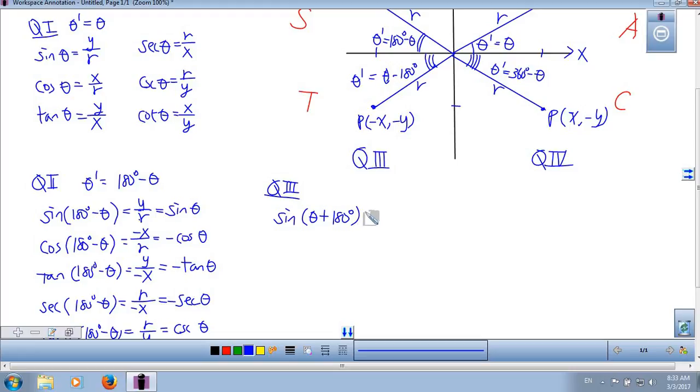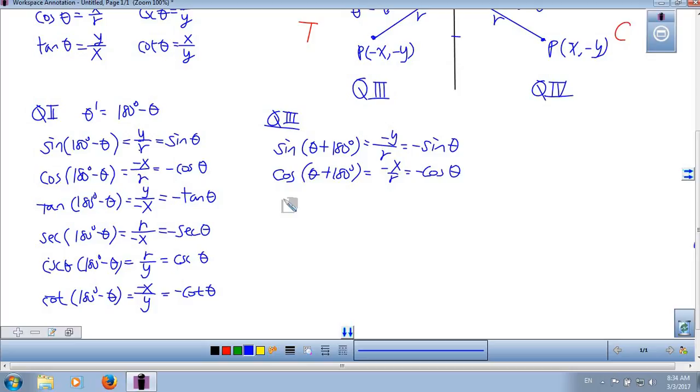I know there's a little bit of confusion, but hopefully you'll be able to see it. This is the original theta. You add 180 degrees, you get to the angle in the third quadrant. Now this time, because both x and y have negative values, sine becomes negative sine of the original theta. This theta is the theta in the first quadrant. And cosine of theta plus 180 degrees, so 180 degrees plus theta, will be negative x over r, so it will be negative cosine of theta.